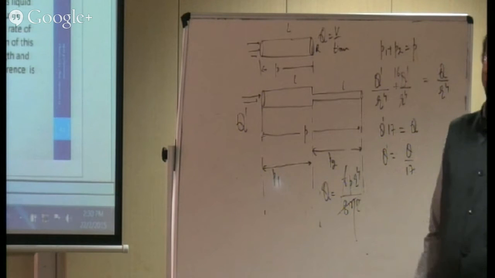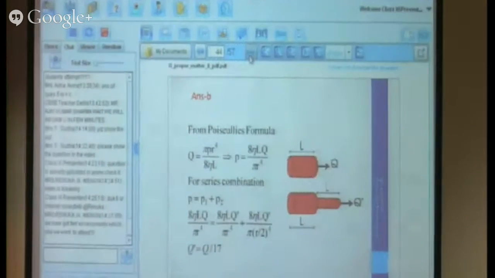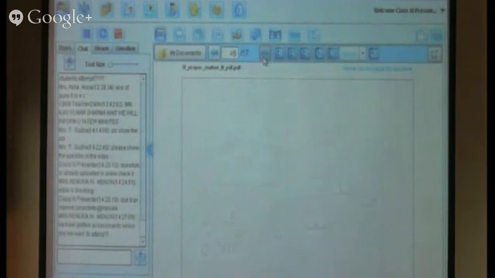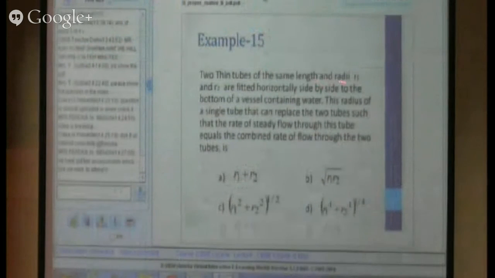Okay, next one. This is the answer. Yes. He says that two thin tubes of the same length but radius R1, R2 are fitted horizontally, side by side, not in series, to a bottom of a vessel containing water.